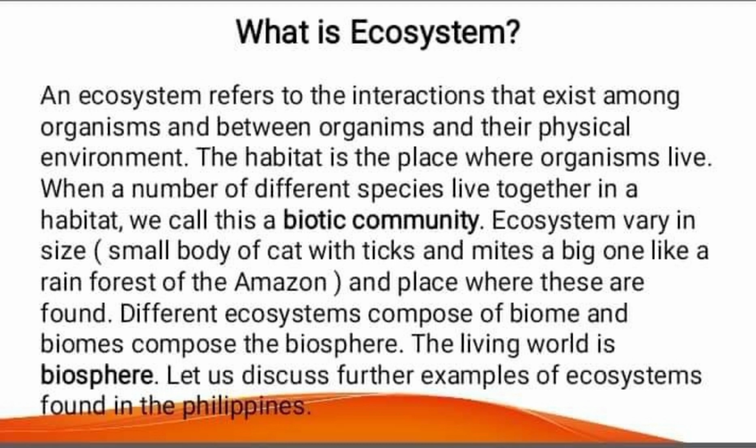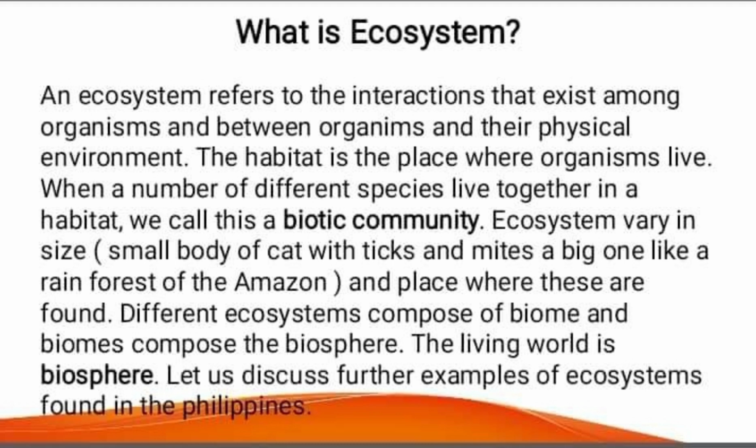When a number of different species live together in a habitat, we call this a biotic community. Ecosystems vary in size, from a small one like a cat with ticks and mites, to a big one like the rainforest of the Amazon. Ecosystems are composed of biomes, and biomes are composed of the biosphere. The living world is the biosphere.